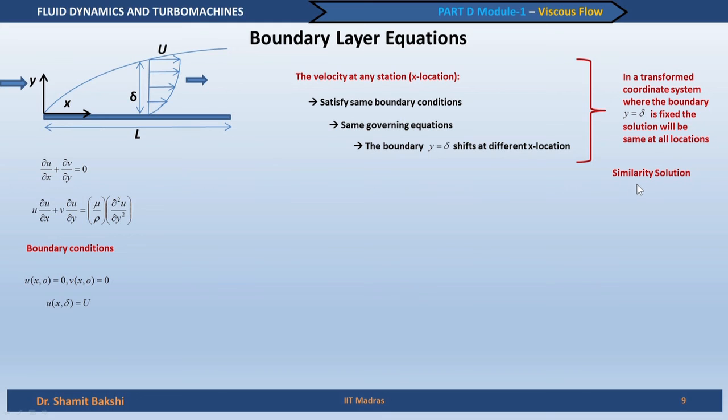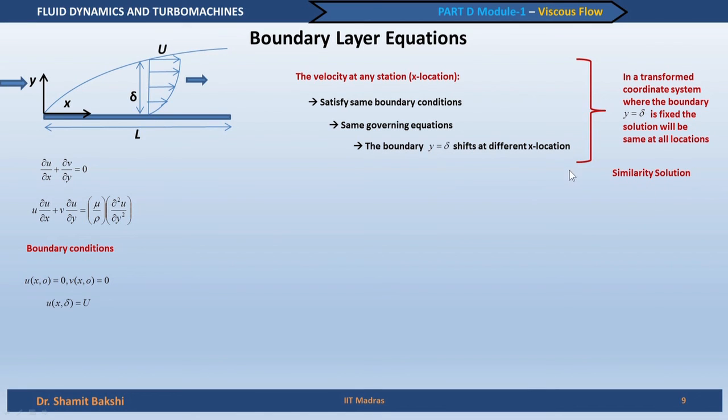So, this approach is called seeking a similarity solution. The profile is actually similar, but it is not appearing similar because it is not written in the correct form. If you write it in terms of the correct variables, it will be similar. It will actually be the same, but because it does not appear the same, it is called similar. So, this is basically the similarity solution.